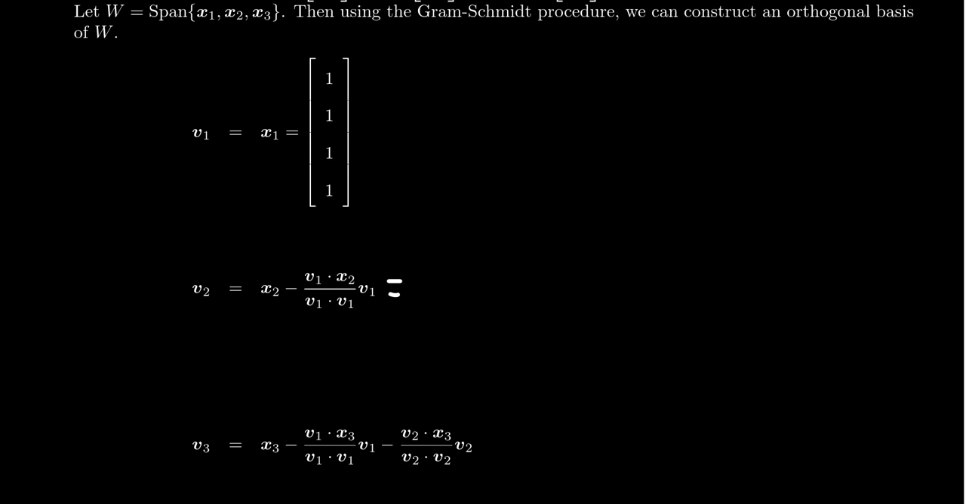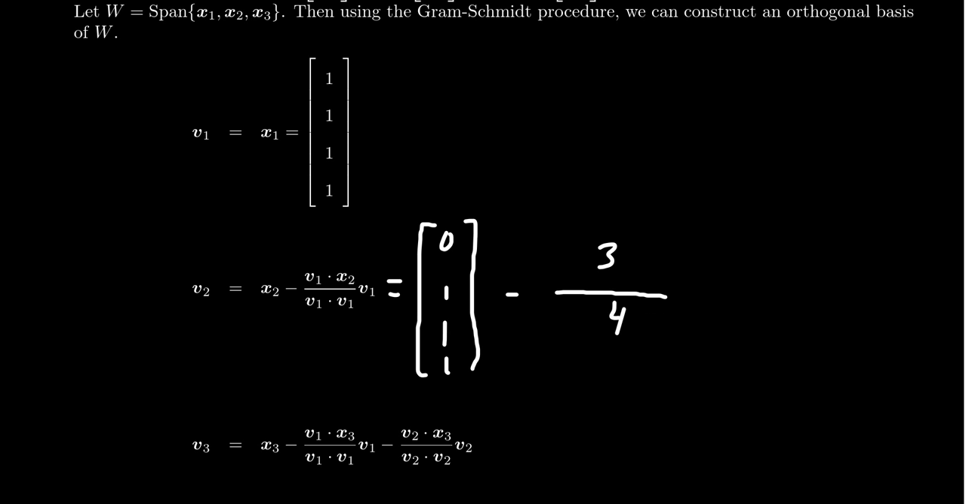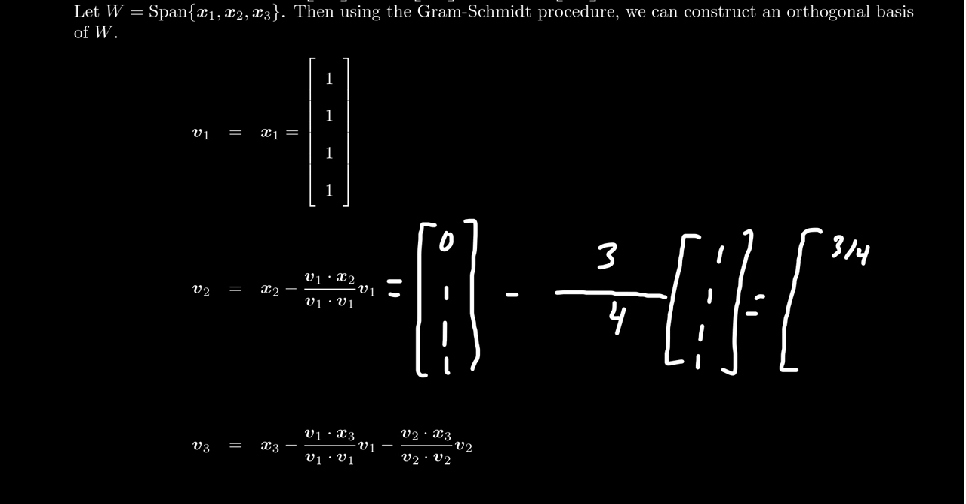So let's see the details of that. The original x2 is 0, 1, 1, 1. And so if we take the dot product of v1 and x2, x2 is the vector you see just drawn right there, and then v1 is still just x1. If we take the dot product of those, we're going to get a 3. And if you take the dot product of v1 with itself, you get a 4. And we're going to times that by 1, 1, 1, 1, v1 there. And so when we combine those together, you're going to end up with 0 minus 3 fourths. You're going to get 1 minus 3 fourths, which is just a 1 fourth.